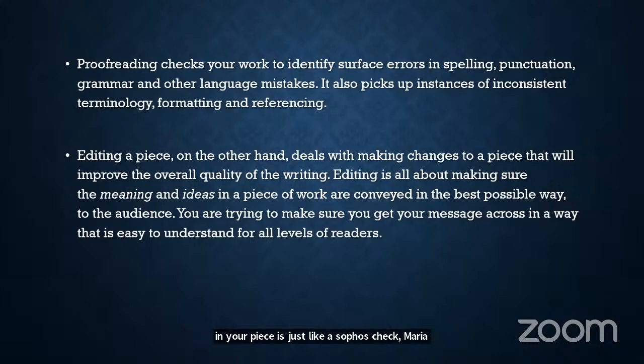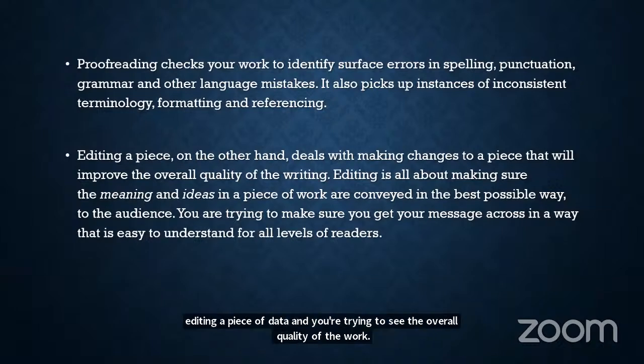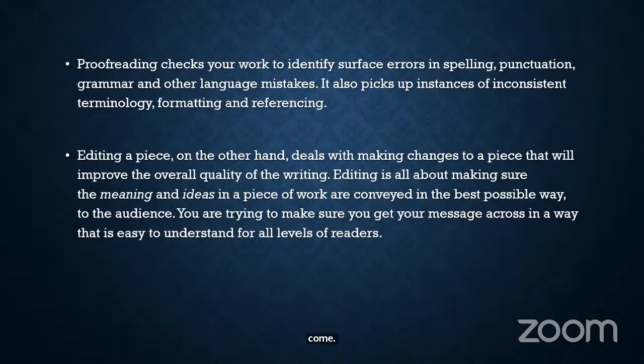When you are editing a piece, on the other hand, you are trying to see to the overall quality of the work, such that you want to make sure that, okay, this essay I've written actually communicates my ideas in the best possible way to the audience. You are trying to make sure that, okay, what I have written down, am I able to pass across the message in a way that is easy to understand for all levels of readers? So that's the difference between proofreading and editing. When you're editing an essay, you are trying to make sure that you get across your message to the audience as clearly as possible, while proofreading makes sure that your document is mechanically accurate.